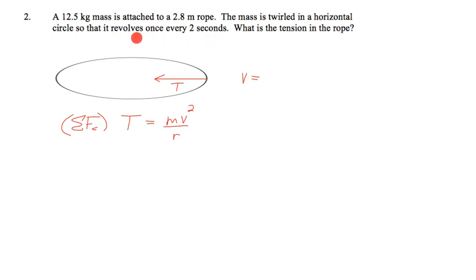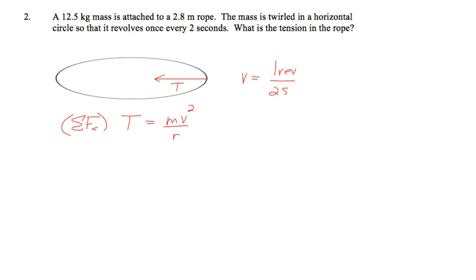So it revolves once every 2 seconds. My starting point is 1 rev every 2 seconds. And don't make the mistake of putting 2 revs every 1 second, because I often see that mistake in these problems: you end up having the 2 in the wrong place. Sometimes it is 2 revolutions in a second, and sometimes it's 1 rev in 2 seconds. That's what it is here.